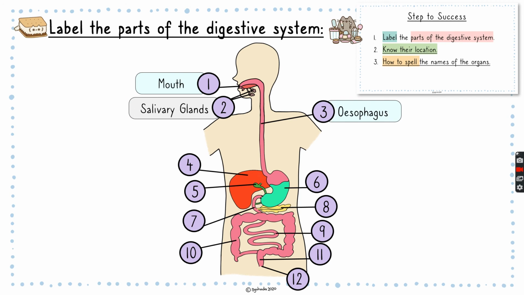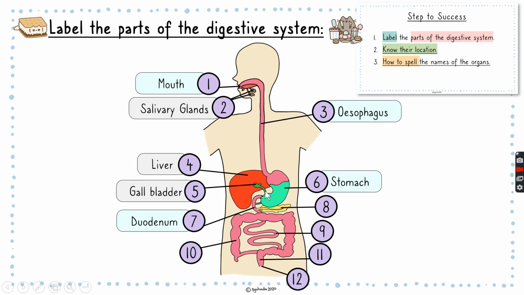3, that is called the esophagus. So food's going to travel down the esophagus and then into this part right here, which is your stomach. Right behind the stomach you have the liver and the gallbladder, and then you have the duodenum right here. So this is actually part of the small intestine.